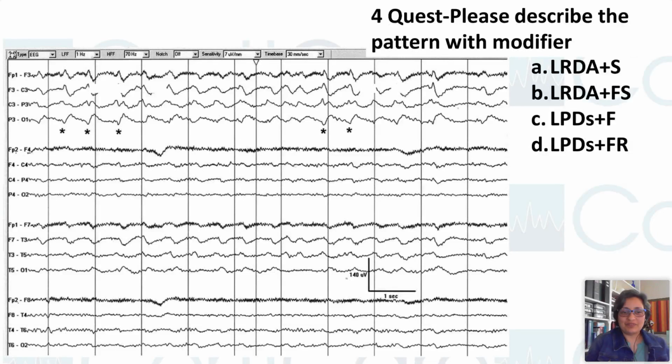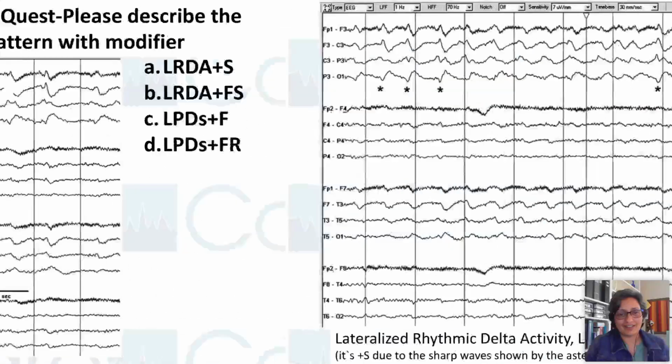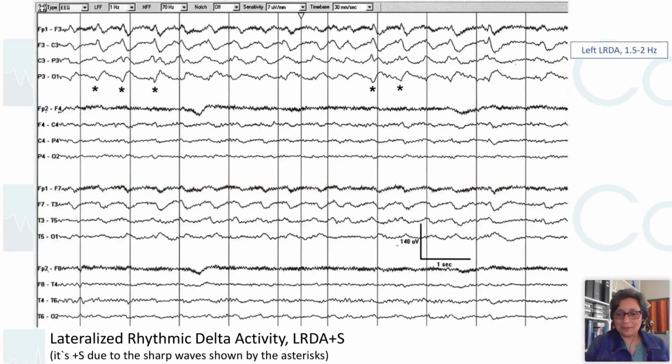All right. According to ACNS, the correct answer for this is actually, to everybody's surprise, A. So this is lateralized rhythmic delta activity with sharps. But if I am describing this pattern, and I think everybody is with me on that, so I don't feel guilty or wrong about it, this is lateralized rhythmic delta activity with overriding faster rhythms and sharps in it. So if you said A, you are following the ACNS description of the pattern. But LRDA plus FS, I feel, is a more honest description of this pattern here.